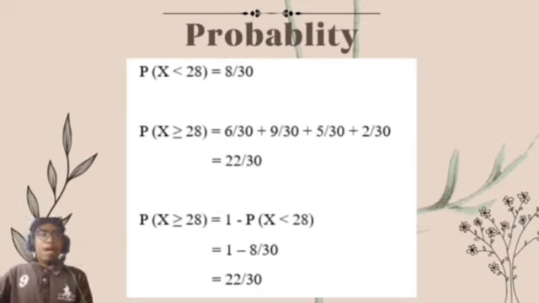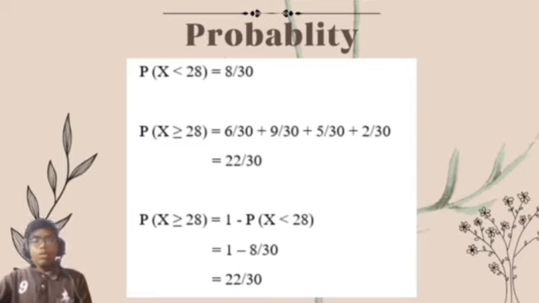Probability that x is greater than or equal to 28. For this case you can use two methods. The first method is by adding the remaining probabilities, the frequencies of 28 and over. There are 4 frequencies right there: 6 over 30, 9 over 30, 5 over 30, and also 2 over 30. When we sum all of them, we will get 22 over 30.